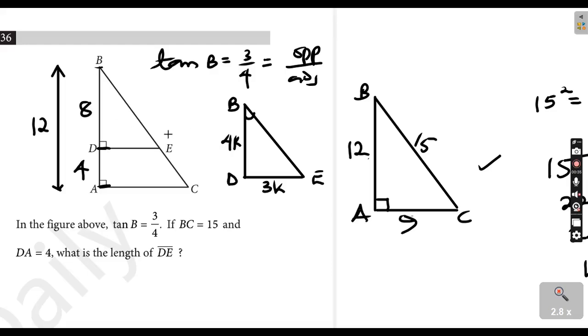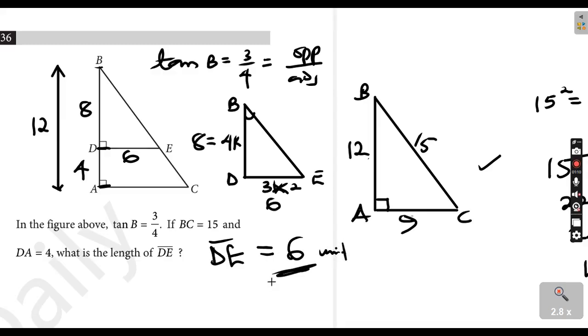Alright? So if here to here is 8, coming back to this first diagram, it means that 8 equals 4k. So what will k be here? For 8 to be equal to 4k, it shows that k is 2. Because 4 times 2 will give you 8. So if k equals 2, it shows that this will now be 3 times 2, which is 6. So the value of DE is 6. Don't forget, the question says what is the length of DE? So DE equals 6 units. That is the answer to this problem.